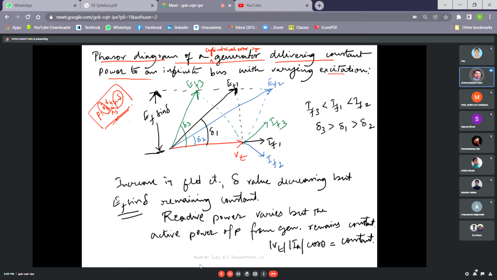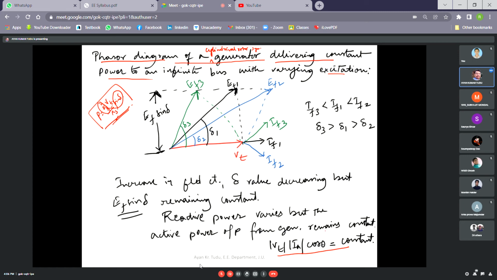So since the active power output from the generator is kept constant and its excitation is varied, the armature current IA and its angle theta, that is the power factor, will change in such a manner so that the active power output remains constant. So what is the active power output equation? That is mod VT into mod IA into cos theta. So this equation will always be constant.